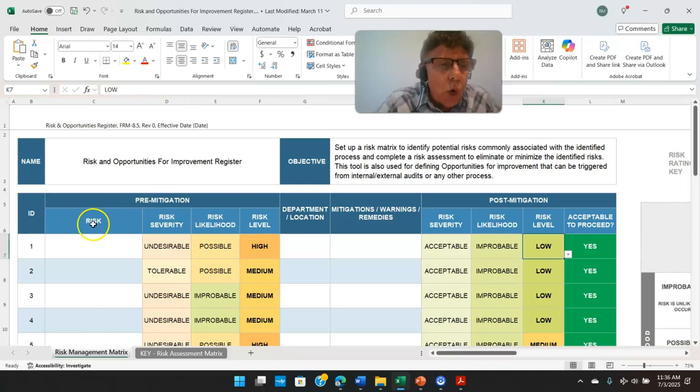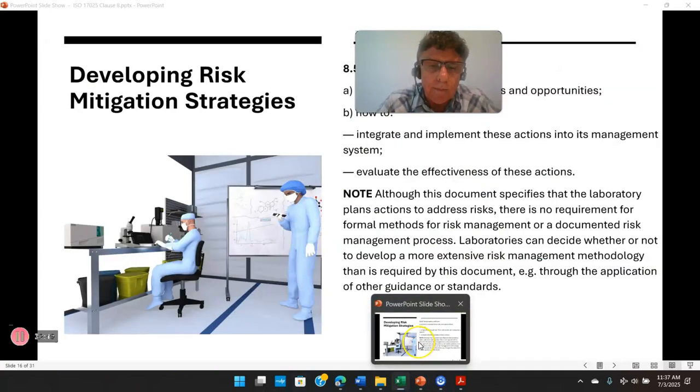So in your laboratory, you would want to identify a few of these risks, and as they come up, document them in this risk register, and then when you have management review, discuss the risks and take appropriate notes in your management review records. That would be an example of documentation requirements showing that you meet the requirements of Section 8.5 of the standard.